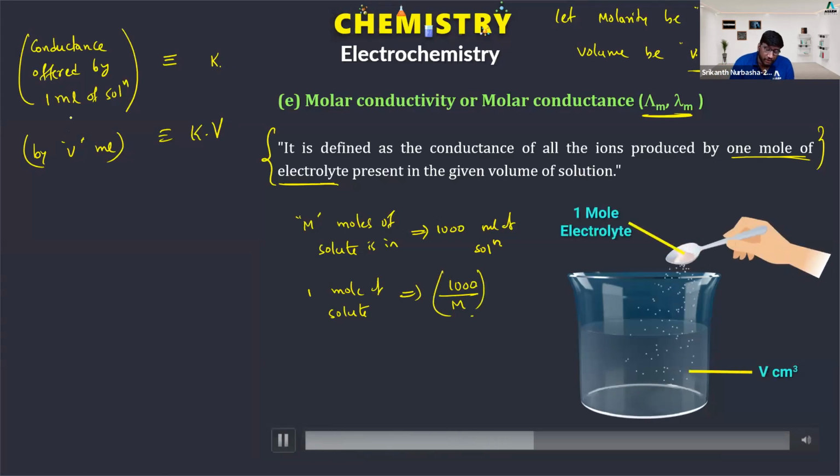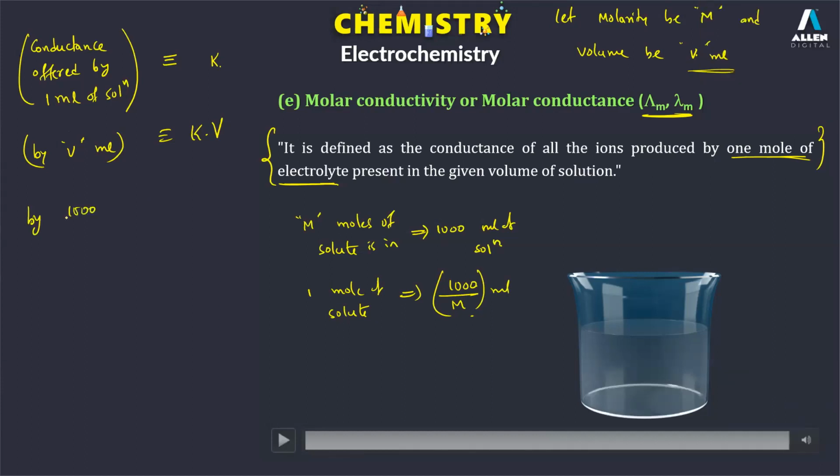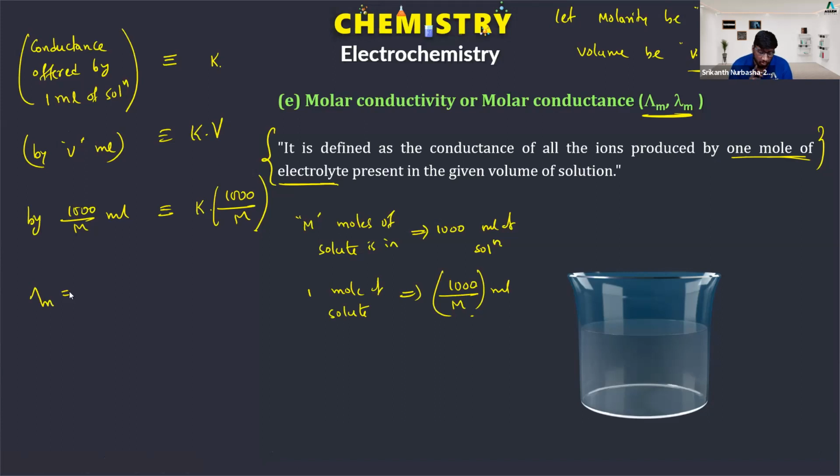So conductance offered by 1 ml is K. Conductance offered by V ml is K into V. Conductance offered by 1000 by M ml is K into 1000 by M. So this was the formula for molar conductivity or molar conductance. You can use the symbols lambda m or delta reverse Vm. That is equal to K into 1000 divided by M.